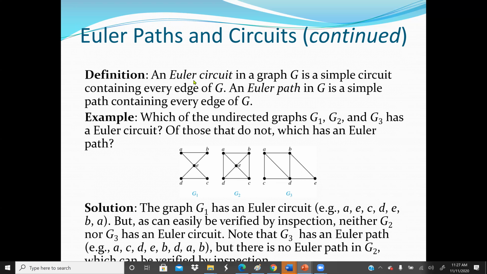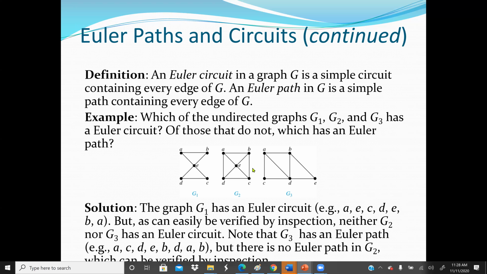An Euler circuit in a graph G is a simple circuit containing every edge of G. And an Euler path in a graph G is a simple path containing every edge of G also. But the difference between the two is that a circuit is like a closed connection. So when I start from A, I will end at A, which means I close everything. But with the path, I can start from A and I can end up at D or C. But as long as I visit all the edges, then it's a path.